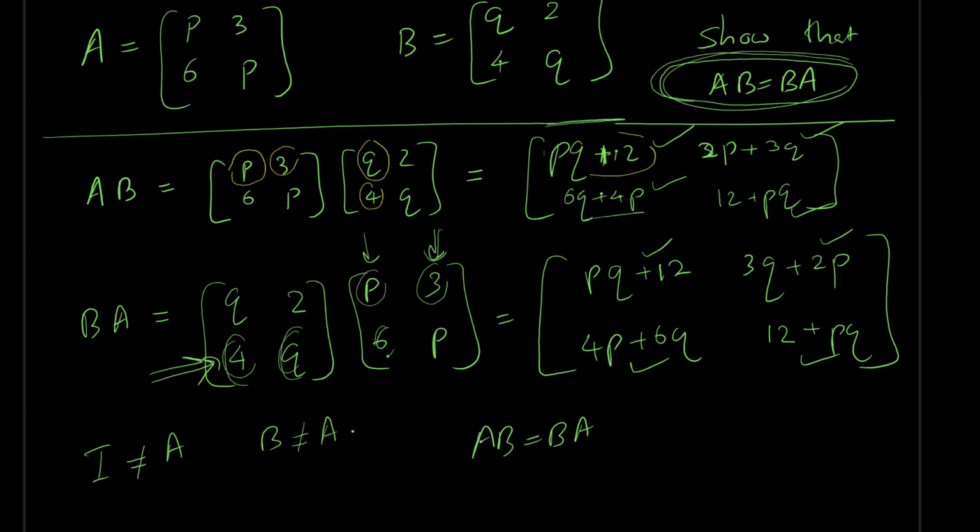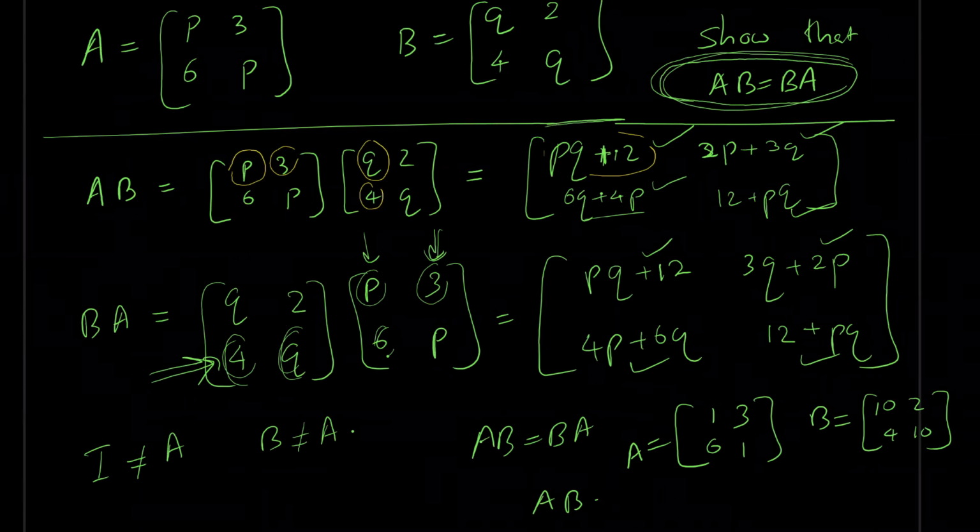So what you need to do, you need to replace, like, let's say if P is 1, 1, 3, 6, 1, this A, and if Q is 10, so 10, 2, 4, 10, this B, they will always commute. AB equals BA. So we'll talk about that question in general later. Okay, let's go and do one more problem.